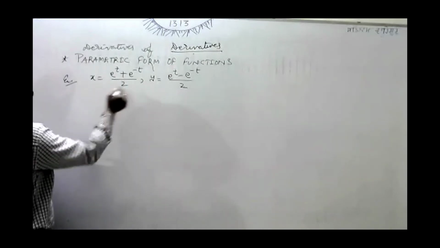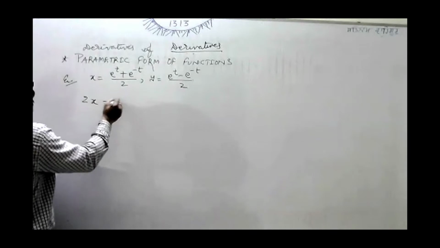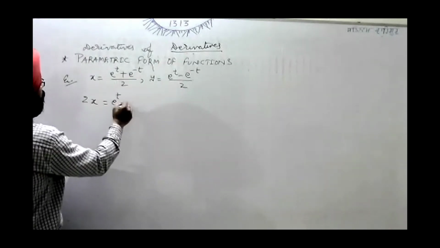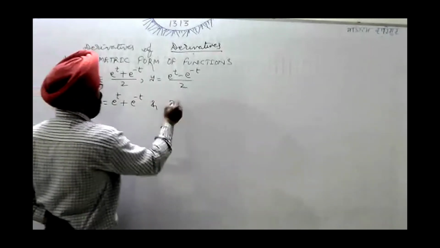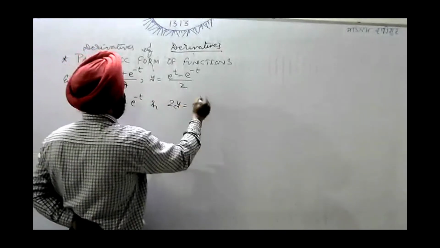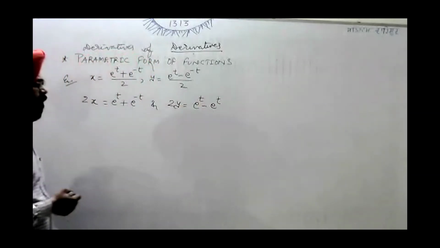This 2 can be cross multiplied. It can be written as 2x equal to e raised to the power t plus e raised to the power minus t, and y can be written as 2y equal to e raised to the power t minus e raised to the power minus t.